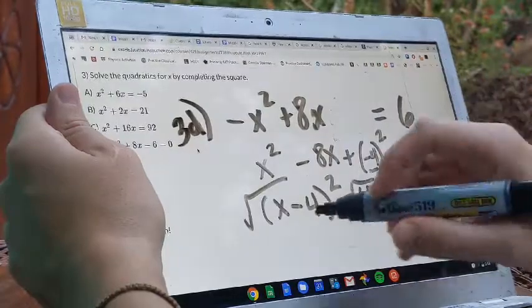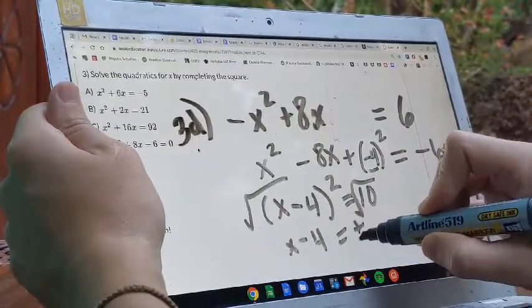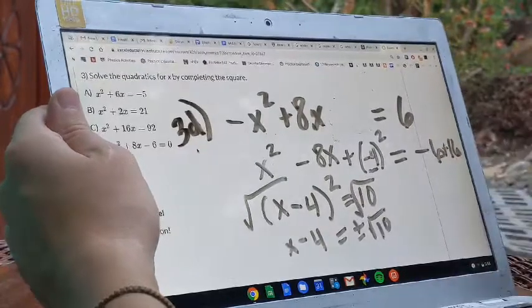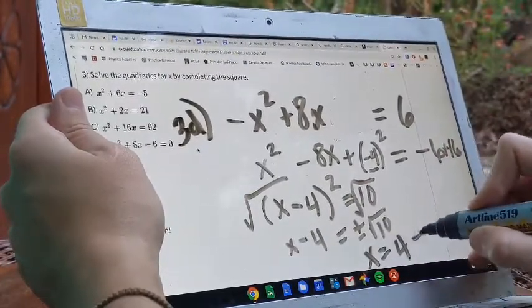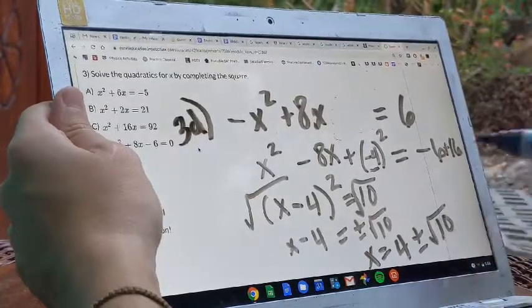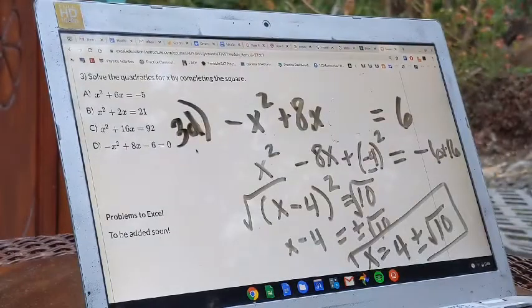Square root, x minus 4 equals plus or minus root 10. And then just like last time, I'm running out of space again. We move the 4 over, plus or minus root 10. And of course, you can put that in a calculator and get a nice approximate answer for that. All right, that's all there is to it. Double check your answers. Write me if there are any inconsistencies, if you didn't understand something.